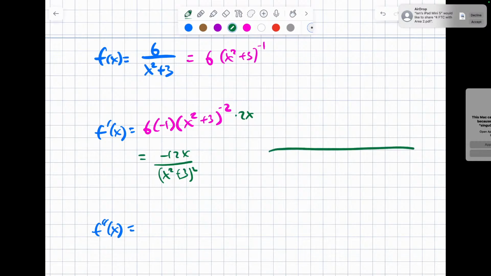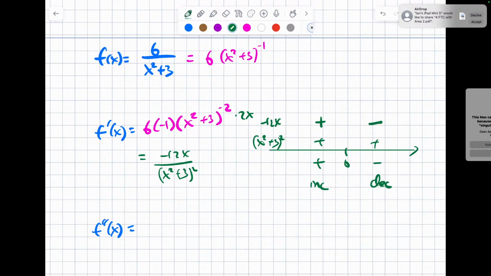I can do a number line test here. What's my critical number? It's just 0. It doesn't have anything else, because x squared plus 3 is an imaginary number if you try to solve for that. So negative 12x, that's it, over x squared plus 3 squared. This is always positive. It doesn't even need a test. This one ends up being positive, and this one ends up being negative. So it's positive, negative, so it's increasing, decreasing. So 0 must be what? A relative maximum. So this is a relative maximum.